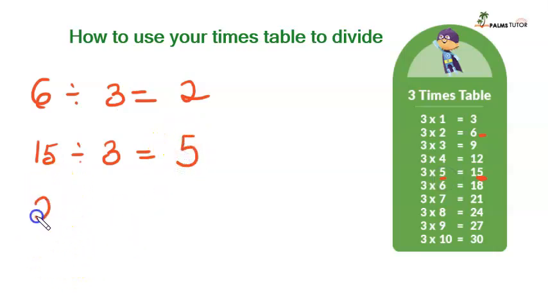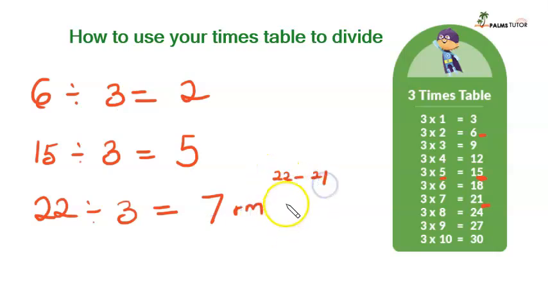What if I have 22 divided by 3? Do we have 22 on the times table? What do I multiply by 3 that gives me 22? Oh no, the closest will be 21, right? That's 3 times 7. So I have 7, remainder what? 22 minus 21, which is remainder 1.